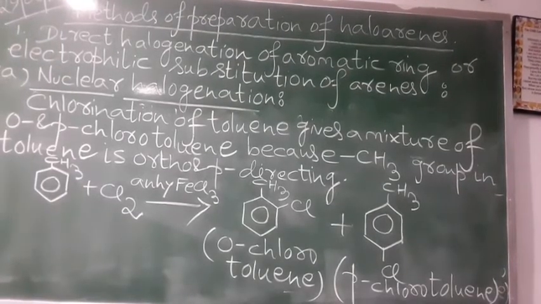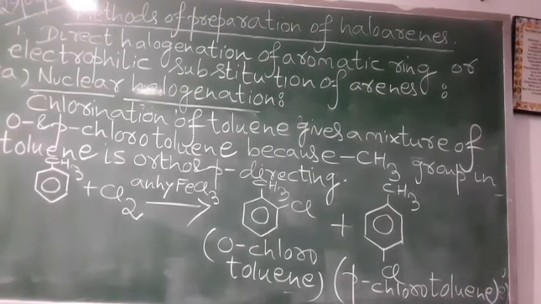Okay students, the next reaction I have given with toluene. Yes, toluene is also known as methylbenzene. Chlorination of toluene gives a mixture of ortho and para-chlorotoluene because CH3 group in toluene is ortho and para directing. So toluene, when added to Cl2 in presence of anhydrous FeCl3, forms a mixture of ortho-chlorotoluene and para-chlorotoluene.